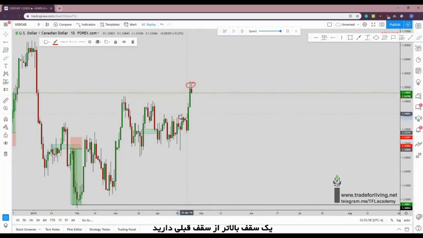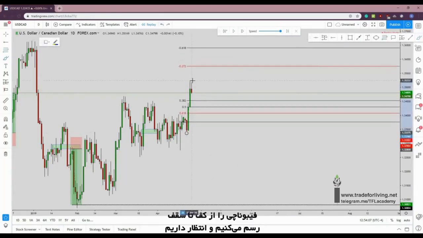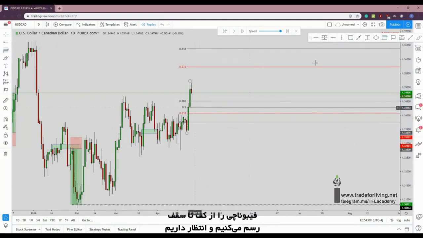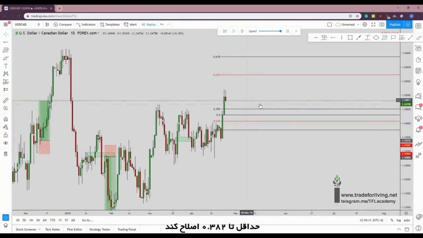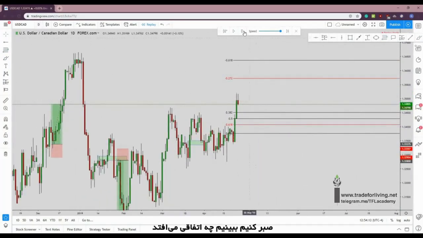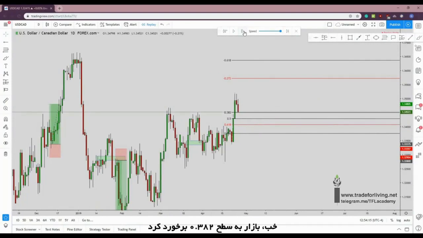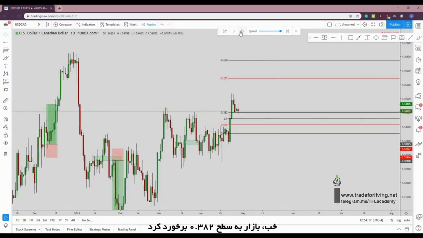You have a high that is higher than the previous high, so now you're expecting a push at least to the 382 before you can take this trade. So let's take our Fibonacci from the low to the high, and we are expecting a retracement at least to the 382. So let's wait and see what will happen. Perfect. The market has now almost hit the 382. Okay, now it has hit the 382.